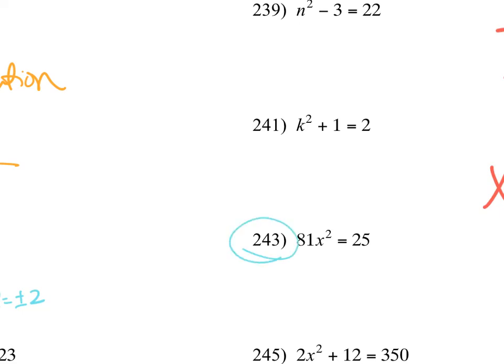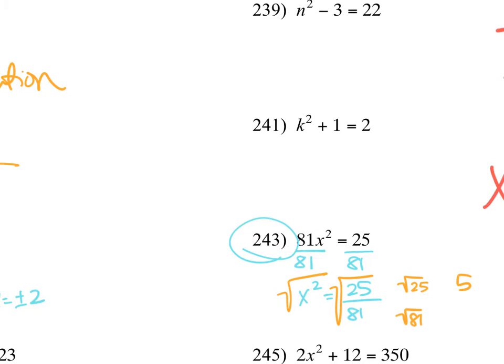And let's do one that's a little bit more complicated, maybe like 243. So I'm going to divide by 81 and divide by 81, divide by 81. So x squared equals 25 over 81. And I don't want to change that into a decimal because 25 is a perfect square and so is 81. So when I square root this, I actually can say the square root of 25 and the square root of 81. So I know the square root of 25 is 5, the square root of 81 is 9. So my answer is x equals plus or minus 5 over 9.